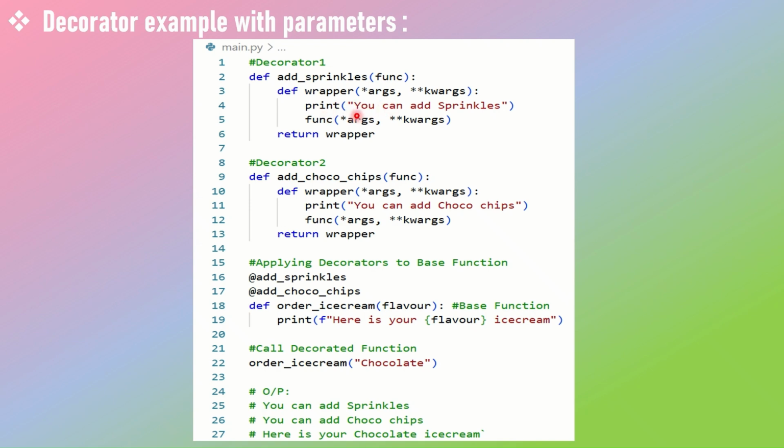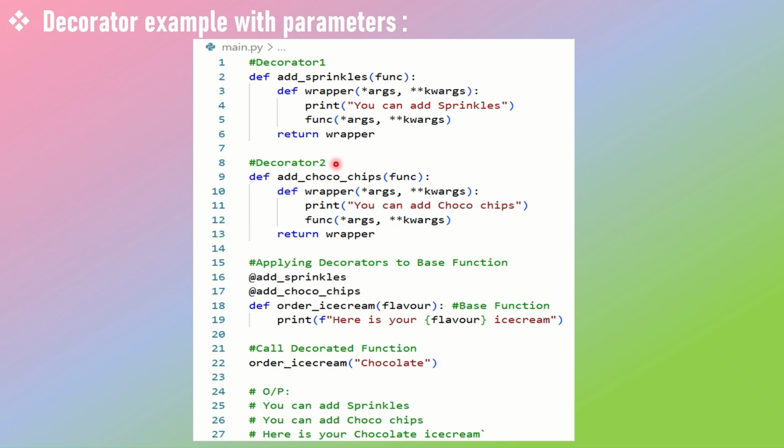I'm logging the one print statement saying that you can add sprinkles now. And then I'm calling the actual function, which is a base function. Here we have the base function, which is order ice cream. Let's see this base function later. And then I was finally returning back the wrapper function.